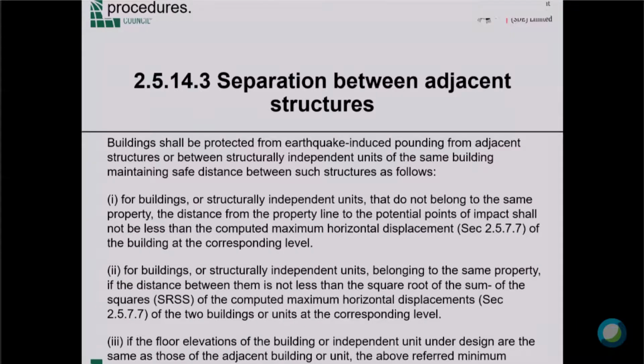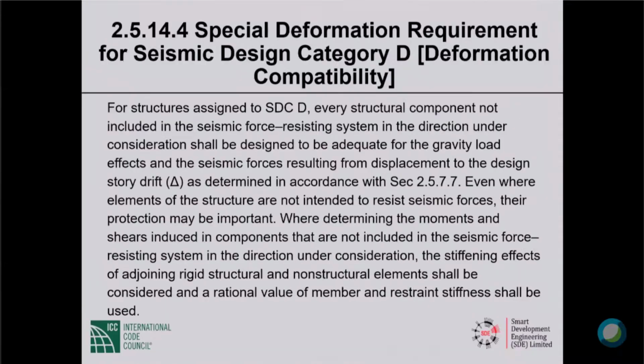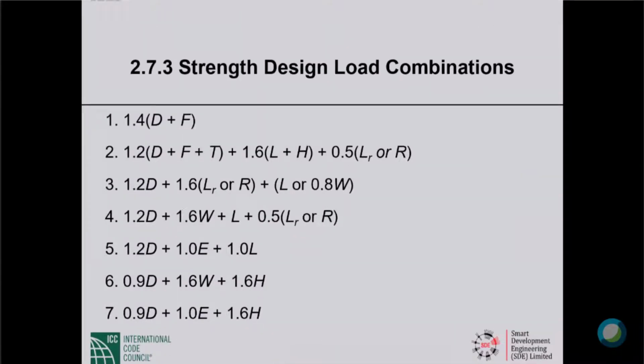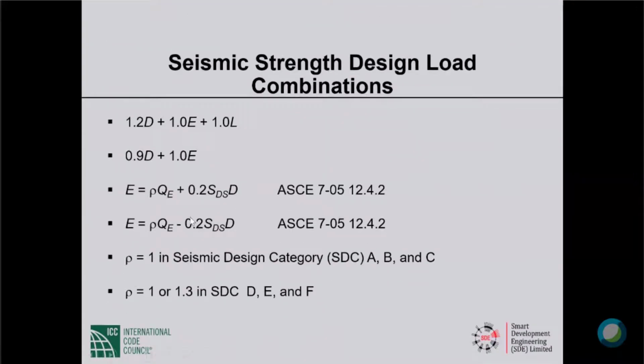So ASCE 7 tells us the horizontal earthquake effect E sub H is the Q sub E as computed multiplied by the redundancy factor rho that we talked about a minute ago. Rho, as I said, is 1 for seismic design categories A, B, and C in ASCE 7, except in Bangladesh we do not have A.